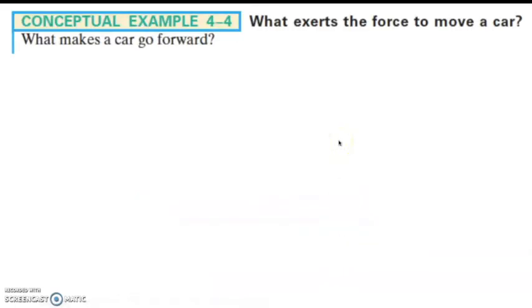What exerts the force to move a car, and what makes a car go forward? This is kind of a tricky question. The force to move a car comes from the engine, by combusting gas. Now, to make a car go forward, that energy then has to be applied to the tires, and the tires push against the ground. The ground pushes back on the tires, and that's what forces the car to go forward. So it's the force of the tires and the ground going against each other.